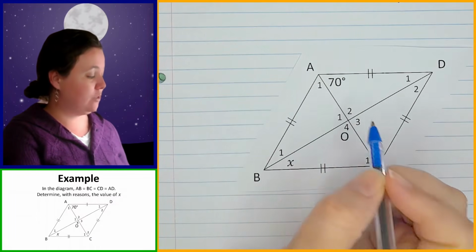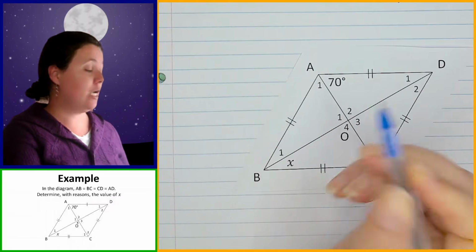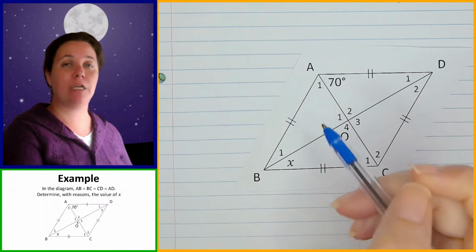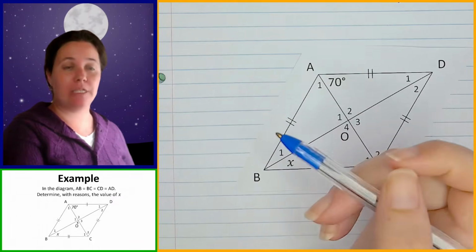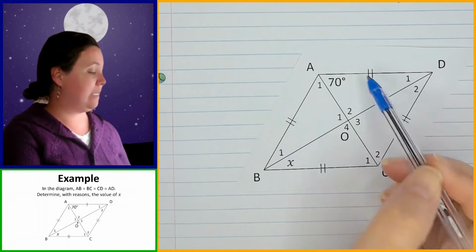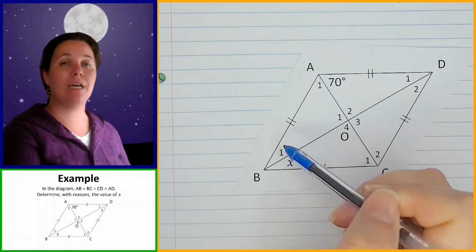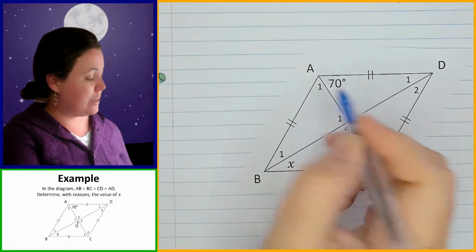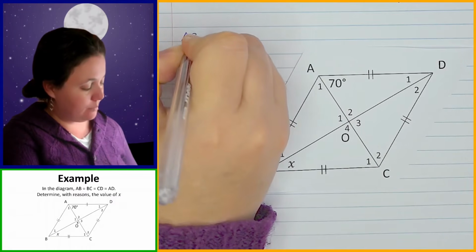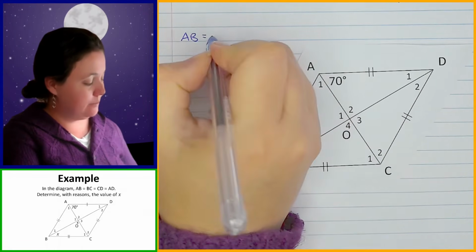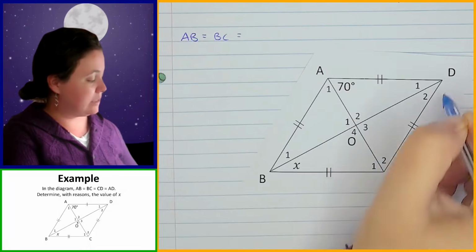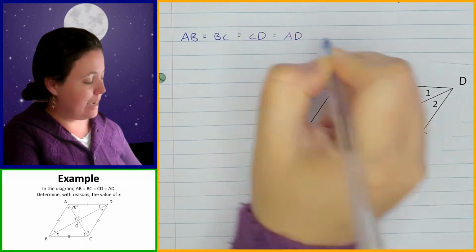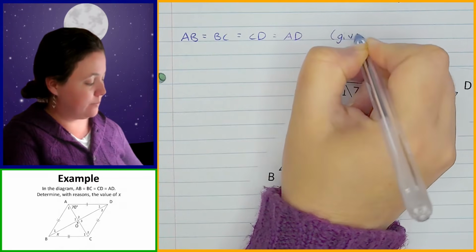Okay, so for this question, in order to identify the type of quadrilateral, I first have to write down the information that I'm going to be using that helps me to identify it. So based on what I can see here, because I have all four sides equal, that means that this must be a rhombus. So I'm going to write down first that AB equals BC equals CD equals AD, and that information was all given to me.